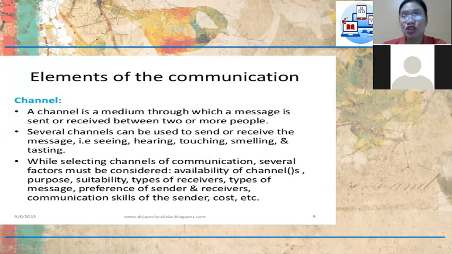So another element is the channel. A channel is a medium through which a message is sent or received between two or more people. Several channels can be used to send or receive the message for seeing, hearing, touching, smelling, and tasting. So there are so many channels nowadays, or mediums or pathways wherein we can communicate. With the advancement of technology, we can communicate anytime, anywhere, to anybody.